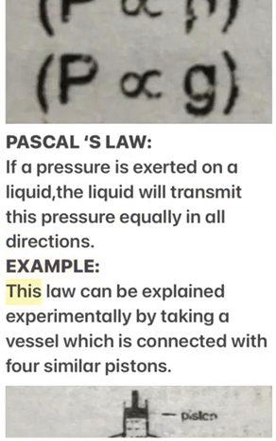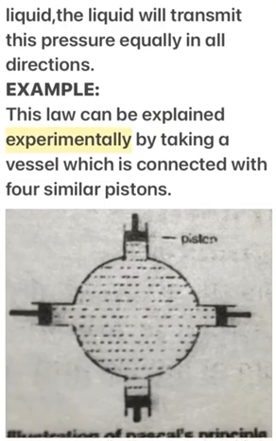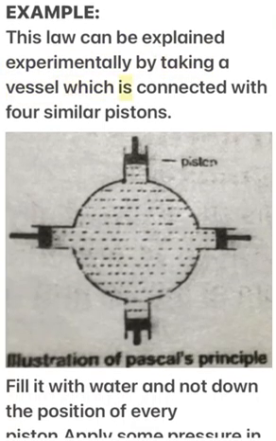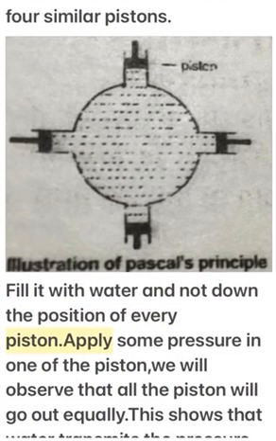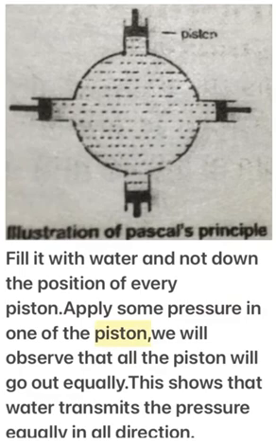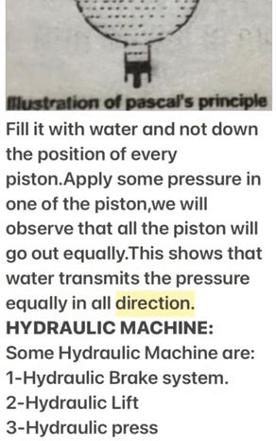Example: this law can be explained experimentally by taking a vessel which is connected with 4 similar pistons, fill it with water and note down the position of every piston. Apply some pressure in one of the pistons. We will observe that all the pistons will go out equally. This shows that water transmits the pressure equally in all directions.